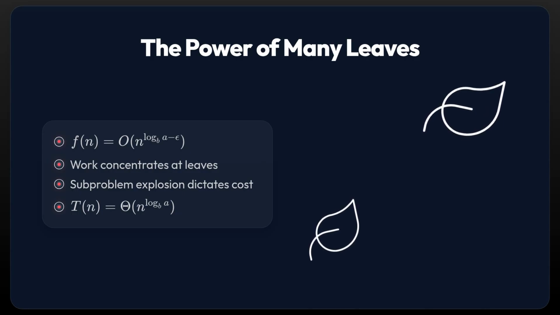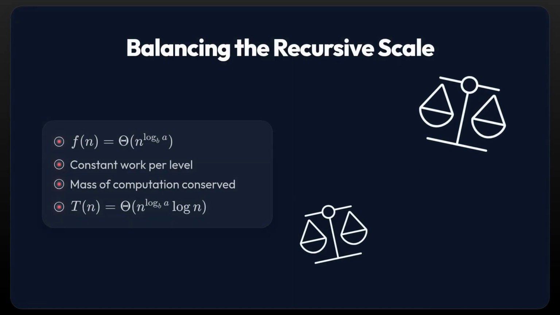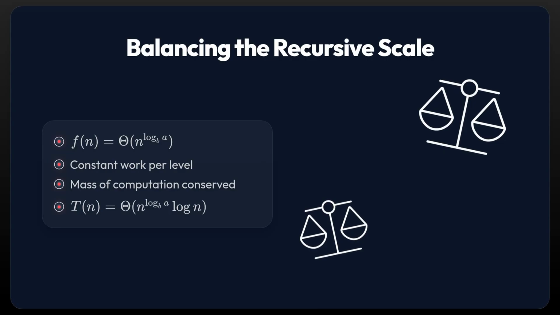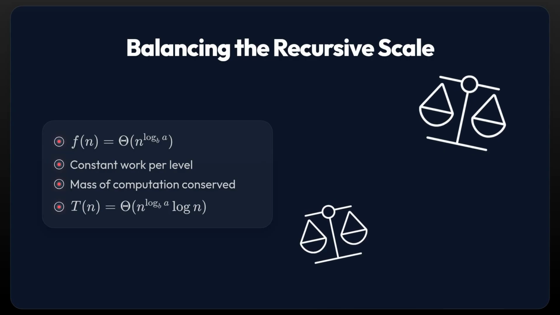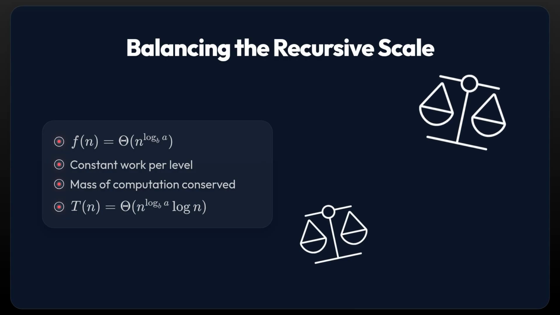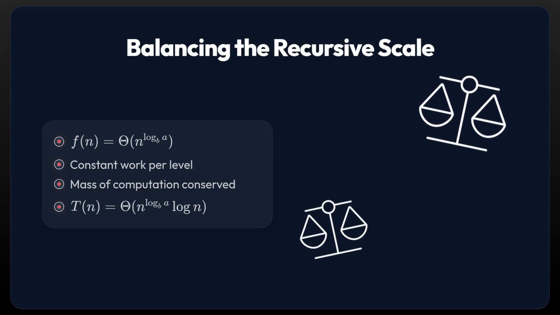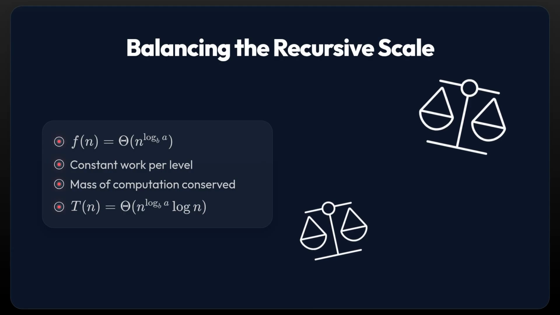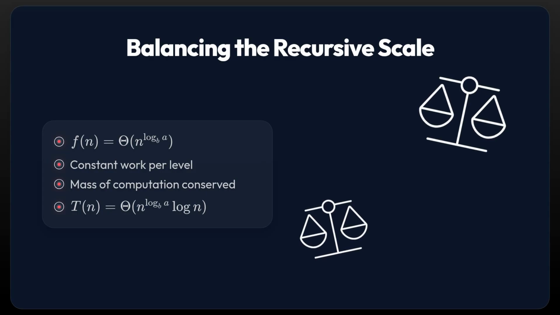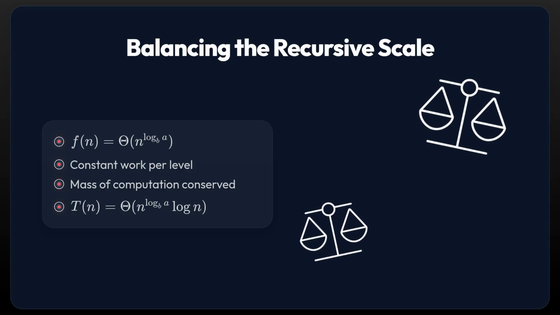Regime 2 is the sweet spot. Here, the local work required to divide and combine the problem grows at the exact same rate as the proliferation of subproblems. The computational mass is perfectly balanced across every level of the tree. This is the domain of merge sort, resulting in an additional logarithmic multiplier that represents the total height of the tree.